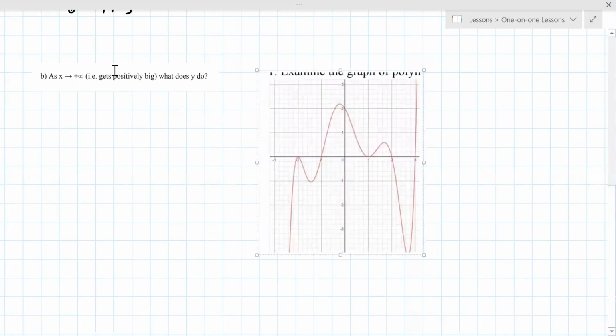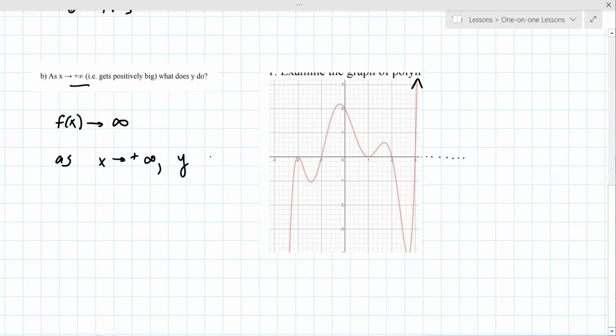So that means this side over here. As x goes to infinity means to the right here, like you're basically going along the x-axis. So it looks like f of x goes to infinity. That's what this y means, going up here. Yeah. So it's generally like this. You would say as x goes to positive infinity, y goes to positive infinity. Okay. All right.